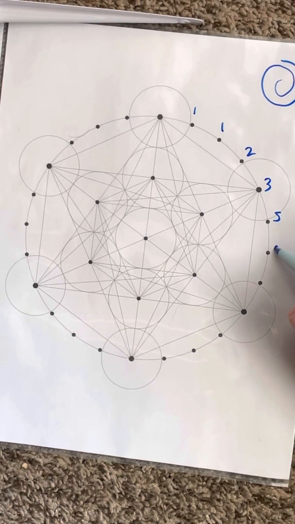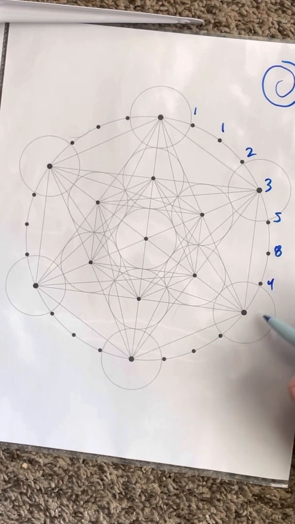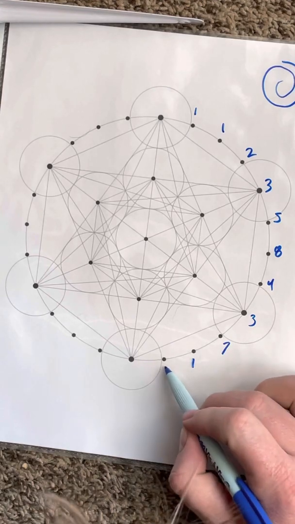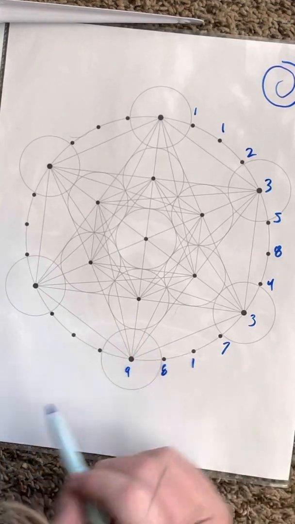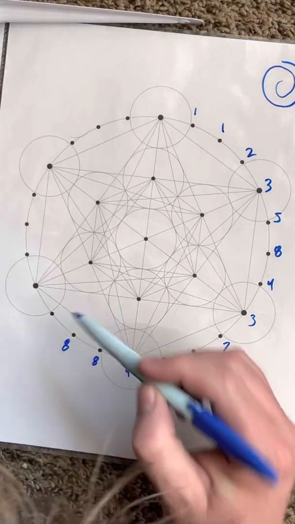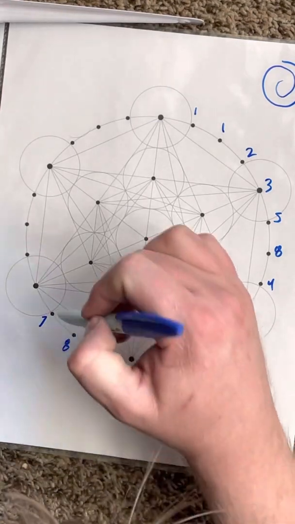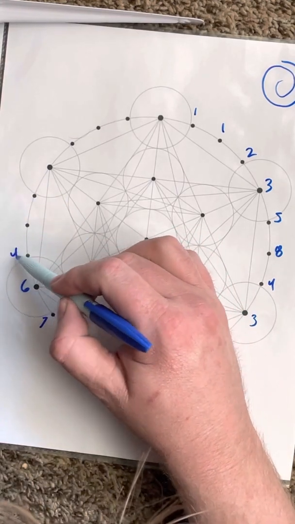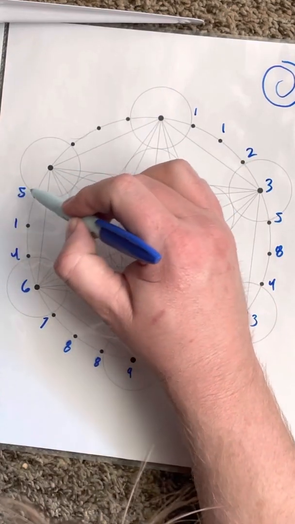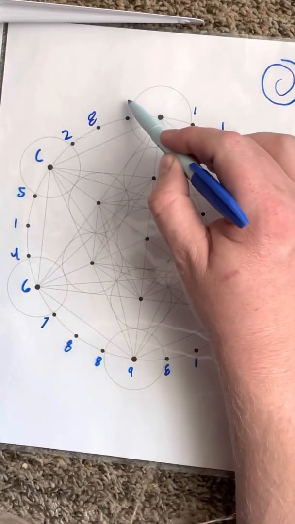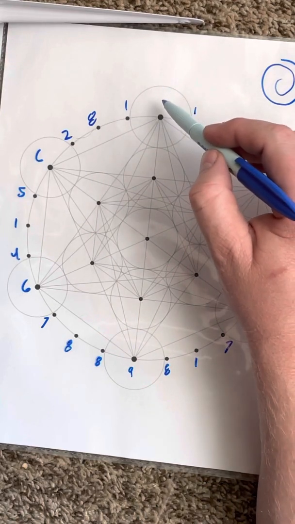5. 8. 8 plus 5 is 13, which is 4. 12, which is 3. 7. 1. 8. 9. 9 plus 8 is 17, so I get 8 again. Same thing, 8. 7. 6. 6 plus 7 is 13, so 4. 1. 5. 6. 2. 8. 1. And of course, 9.